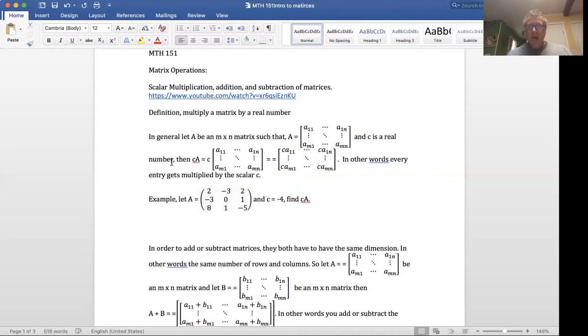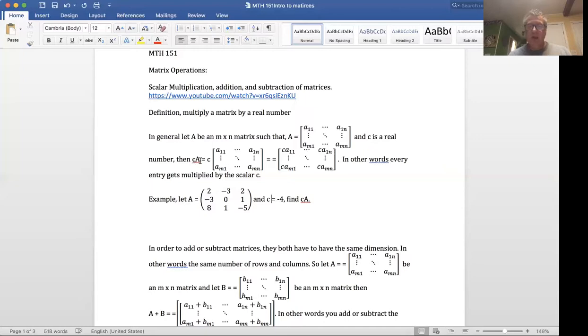So now let's take a look at the first type of multiplication we can do. The first type of multiplication we can do is called scalar multiplication. Scalar multiplication literally means you're going to scale. You're going to shrink the matrix. You're going to increase the size of the values in the matrix. That's why it's called scalar. Okay? So scalar is a real number.